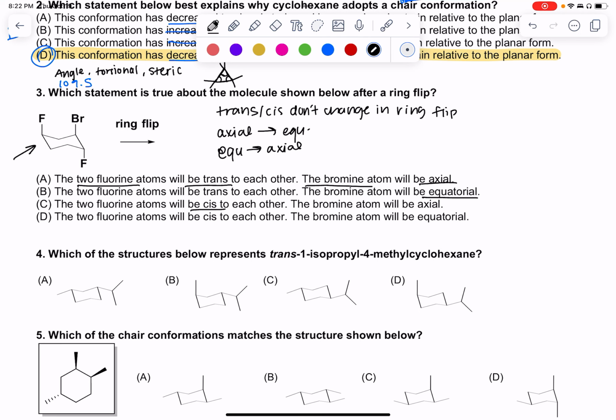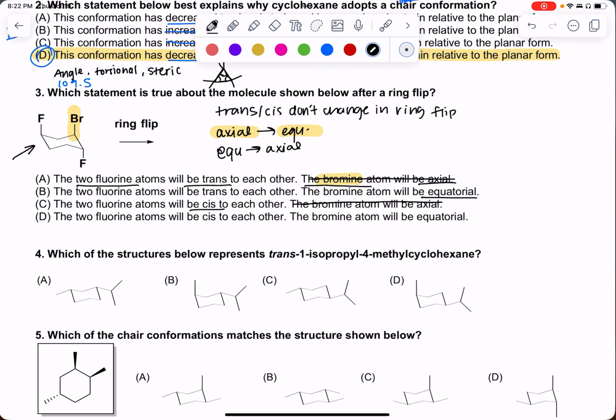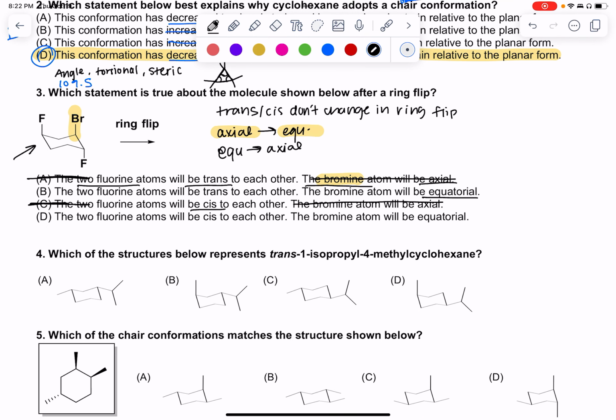So now with that information, I can look at my ring without even having to redraw it and say, all right, they're asking me about the bromine atom. Let's look at that first because I know that's easy. It's axial. So if it's axial, it's going to become equatorial. So now I'm going to go into my answers here, and it's axial right now, so it's going to be equatorial. So I'm going to cross out anything that says that the bromine atom will be axial. It's already axial. So that means C and A are out.